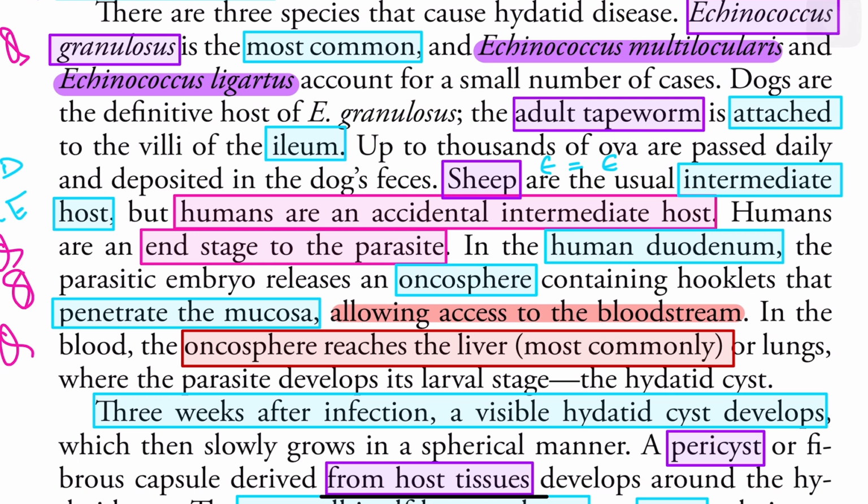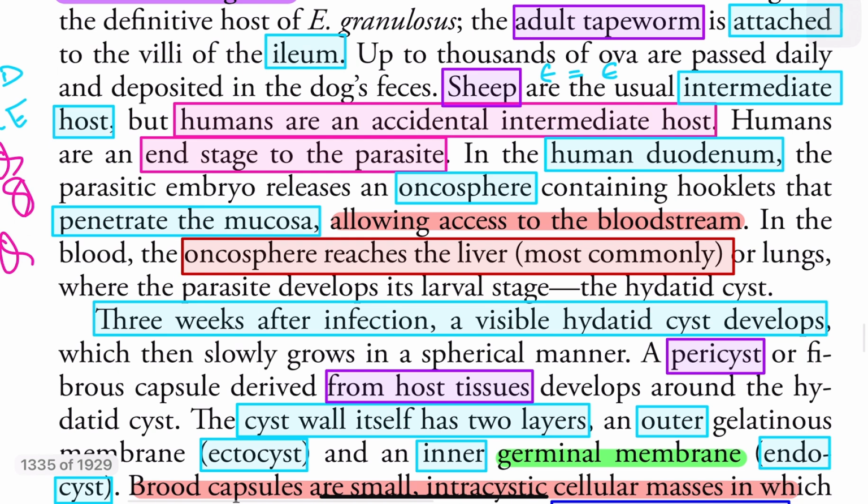Humans are accidental intermediate host, already told you, and this is the end stage of the parasite. If the parasite infects humans, the cycle ends in humans only. In humans they generally present in the duodenum. So in dog it is ileum, in human it is duodenum, and the stage of larva is oncosphere, and that penetrates the mucosa.